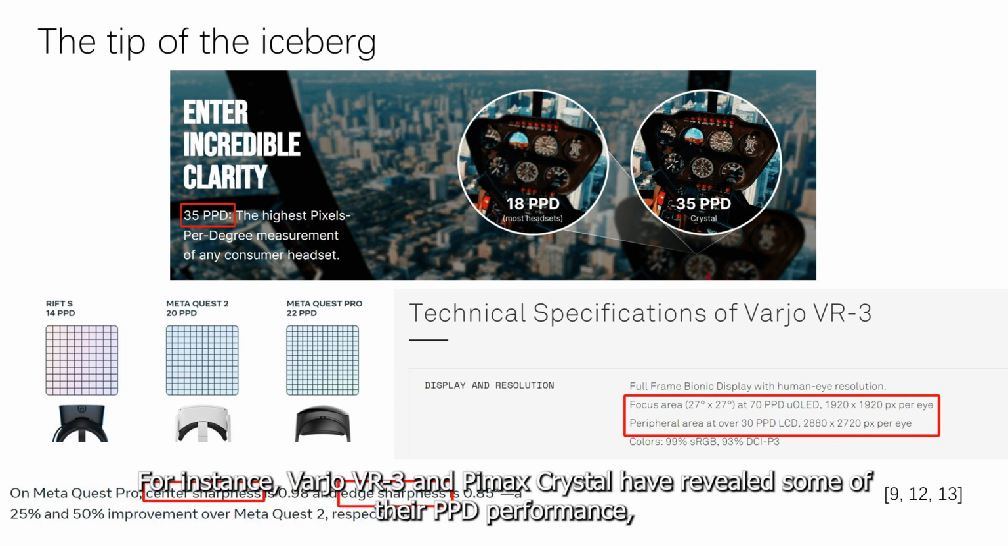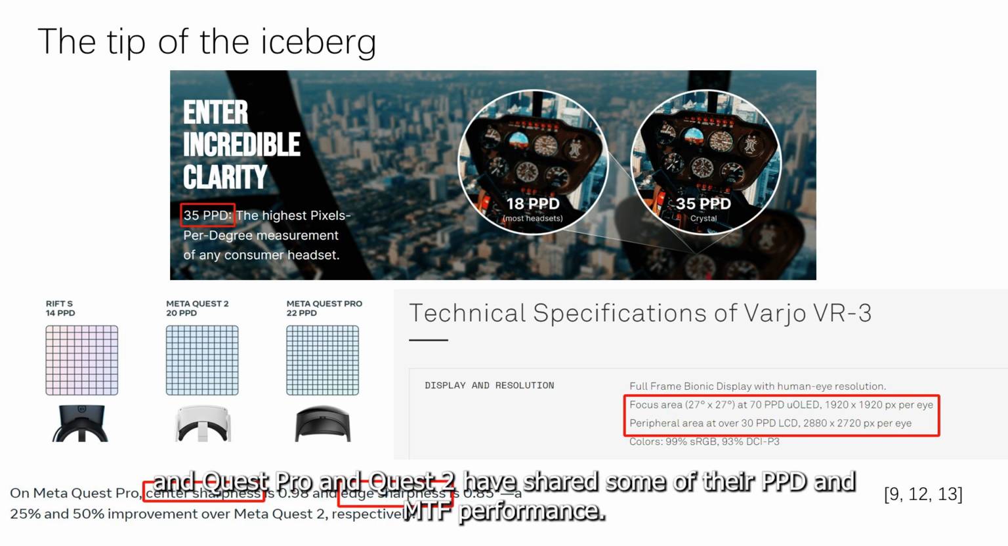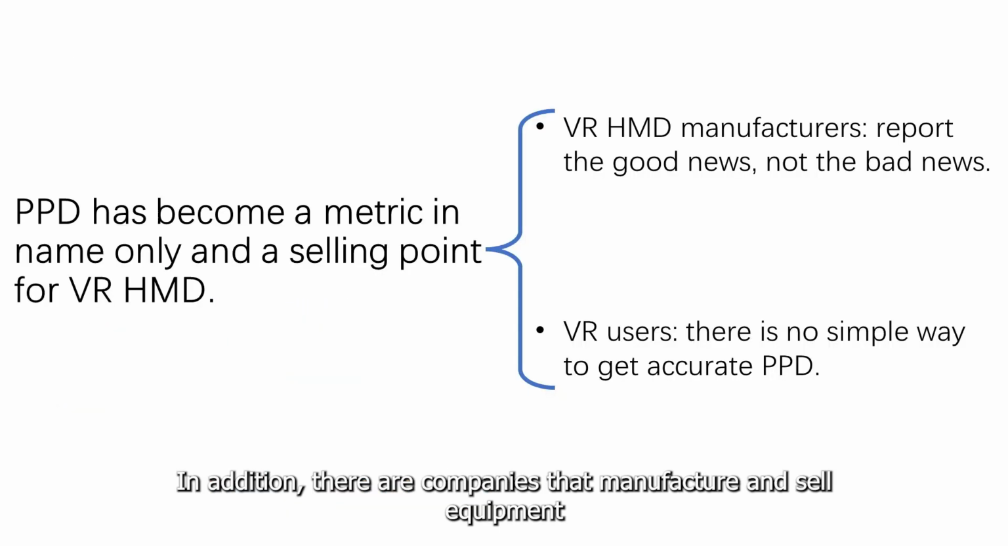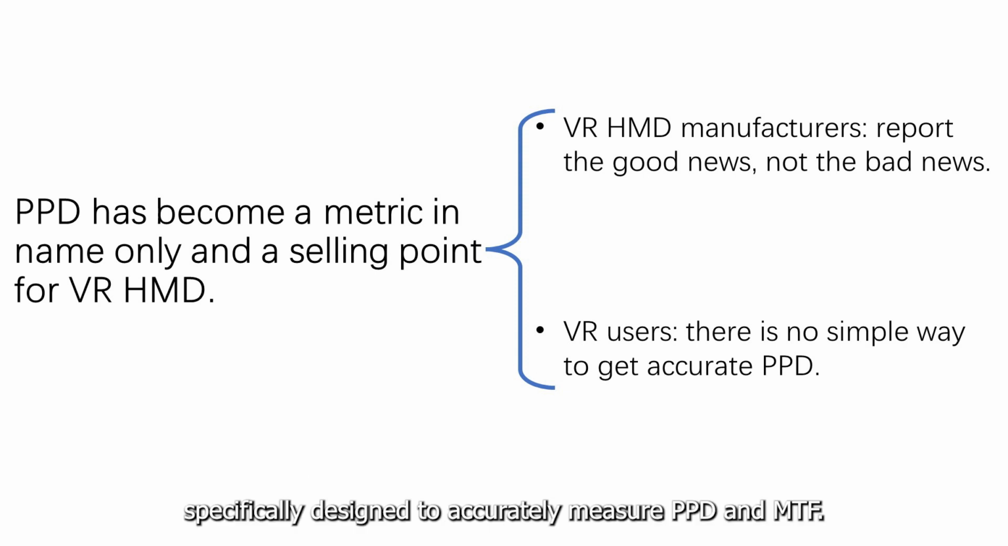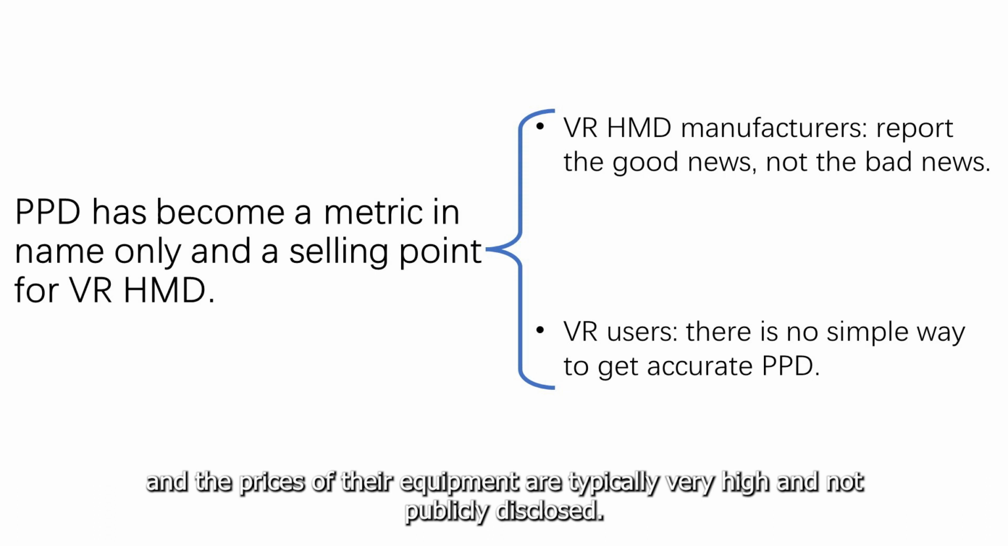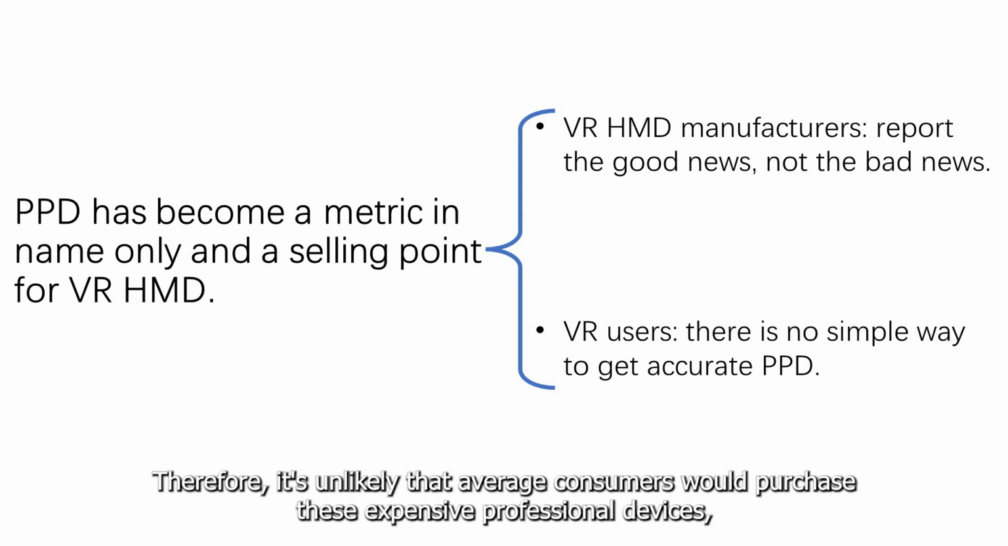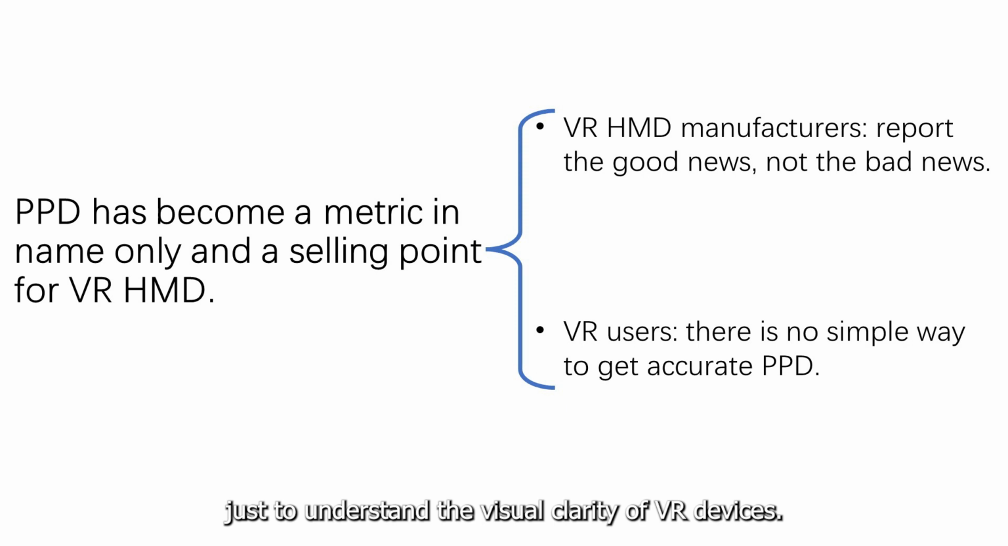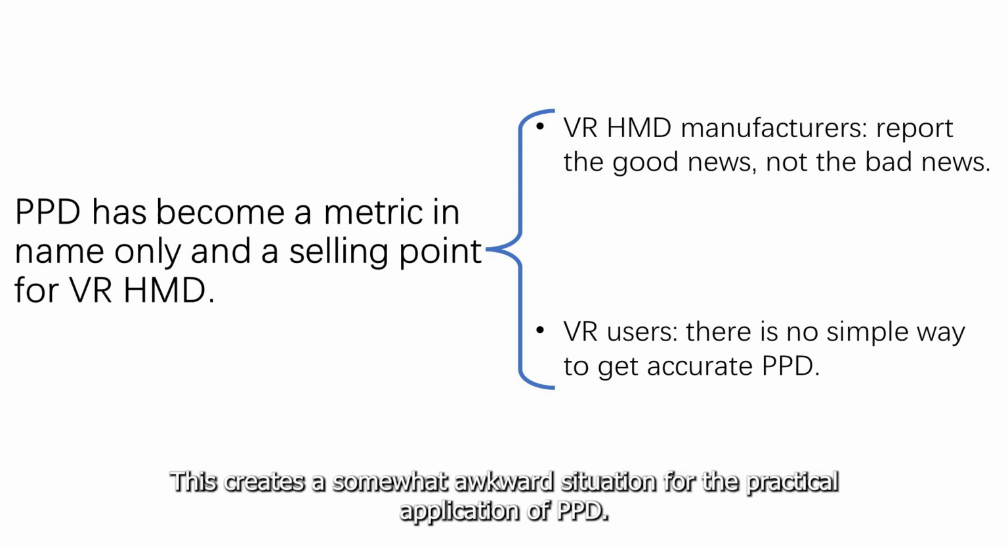For instance, Varjo VR3 and Pimax Crystal have revealed some of their PPD performance, and Quest Pro and Quest 2 have shared some of their PPD and MTF performance. In addition, there are companies that manufacture and sell equipment specifically designed to accurately measure PPD and MTF. However, these companies mainly target the enterprise market, and the prices of their equipment are typically very high and not publicly disclosed. Therefore, it's unlikely that average consumers would purchase these expensive professional devices just to understand the visual clarity of VR devices. This creates a somewhat awkward situation for the practical application of PPD.